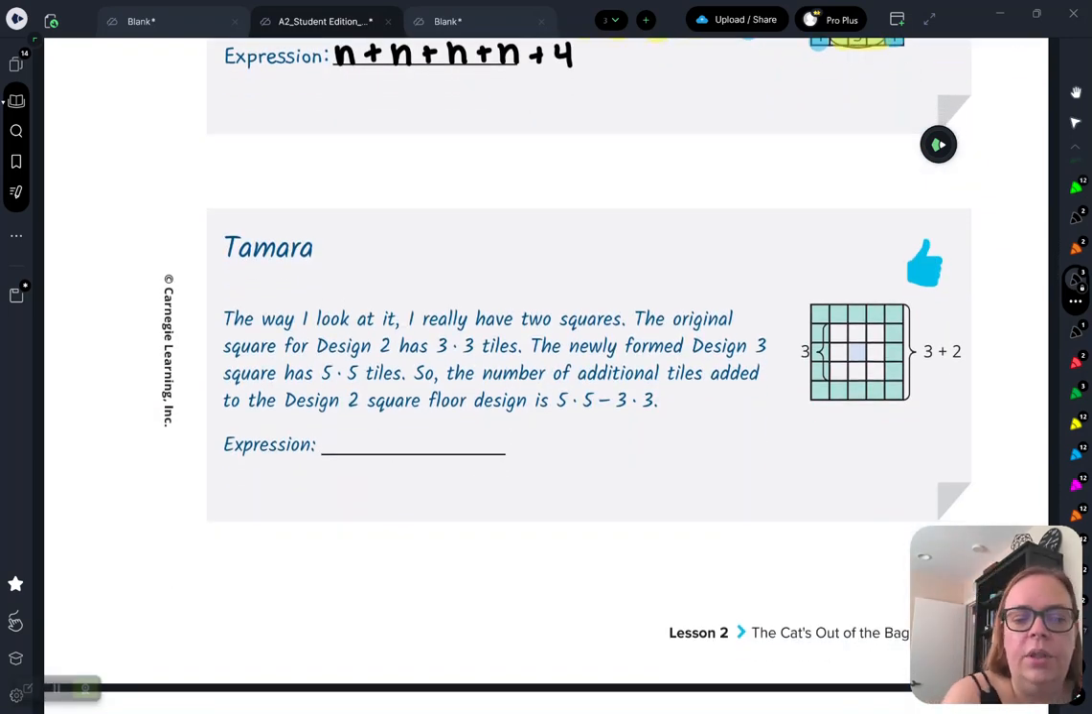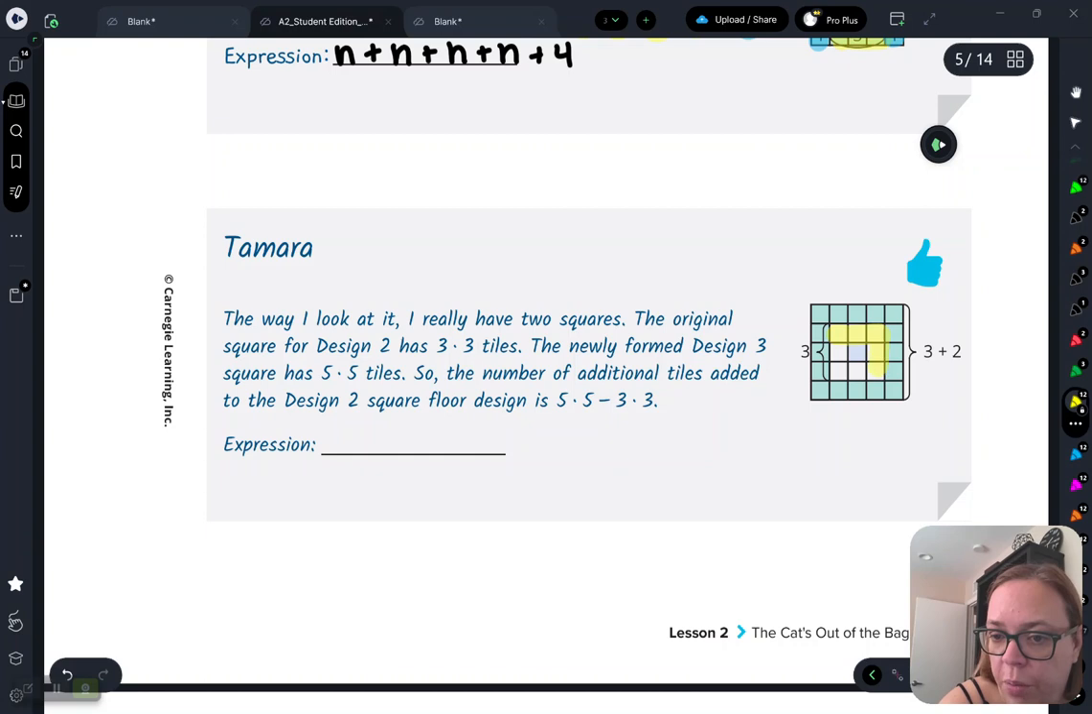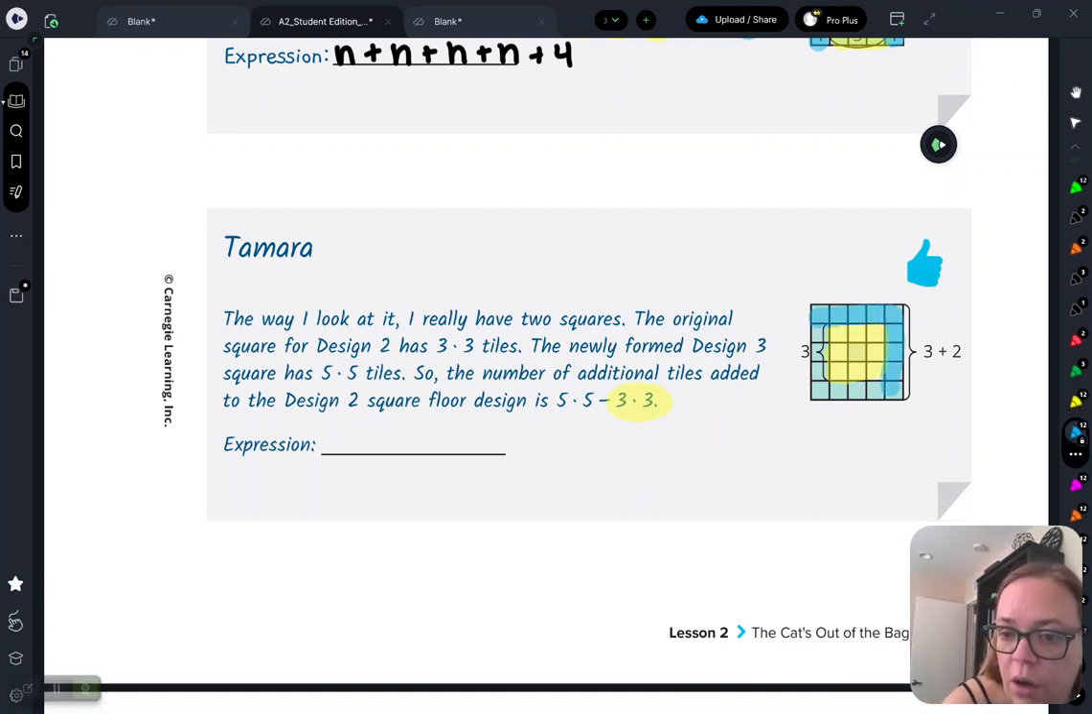All right, and the last one, Tamara. So Tamara thought of it as 2 squares. There's an original square in the middle, which is a 3 by 3 square. Okay, so that's the 3 times 3. And then there's the large outside square, which is the 5 by 5, which would include that 3 by 3. And she's subtracting them. She's taking the whole thing, which was 5 by 5, and subtracting the original, which is 3 by 3.